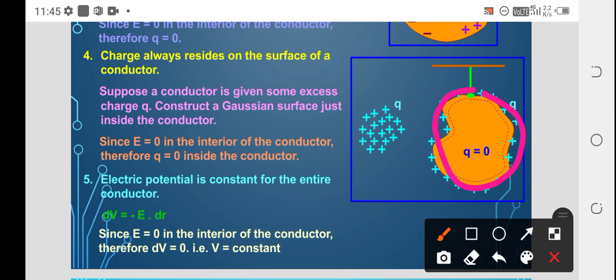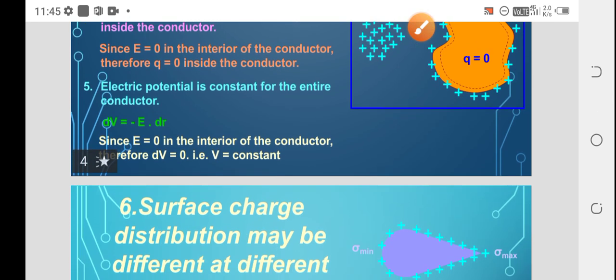Fifth point, electric potential is constant for the entire conductor. So in a conductor, the electric potential is constant. That is the reason dV equals minus E dot dr. So the electric potential is constant for the entire conductor.